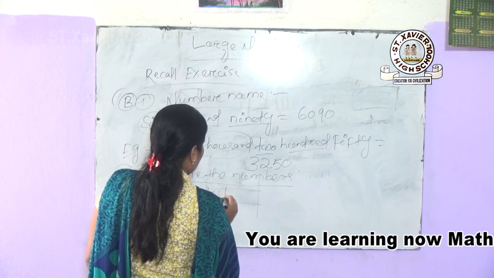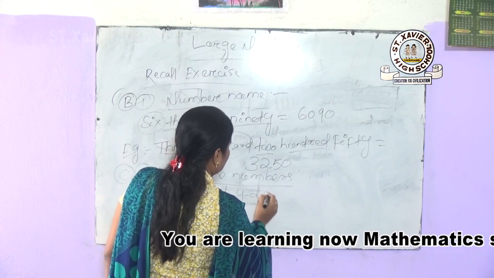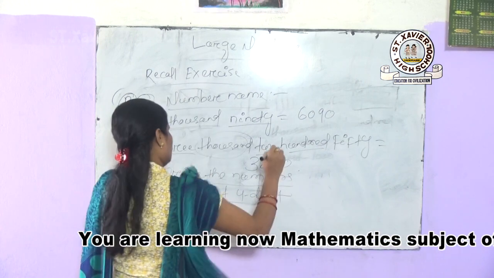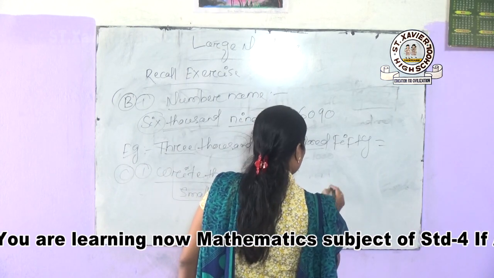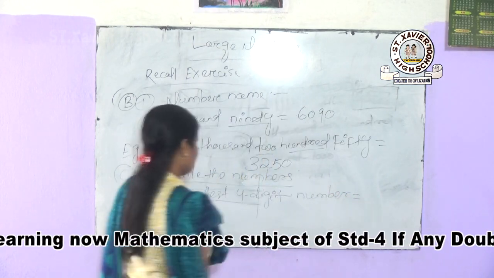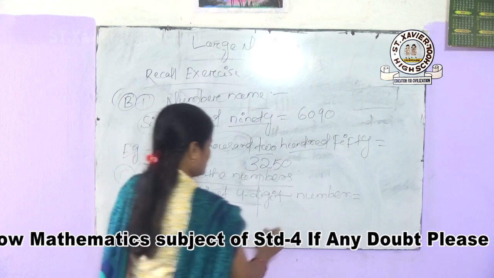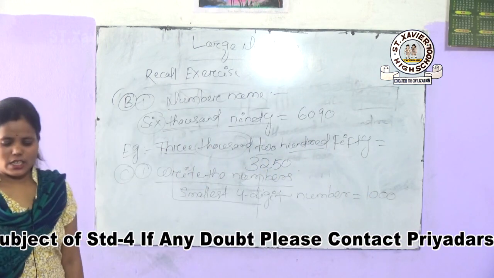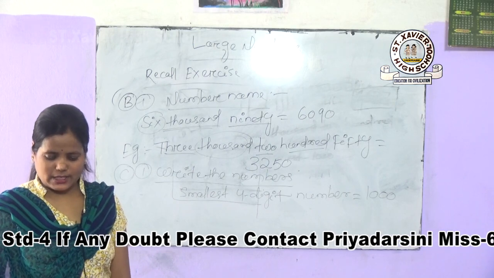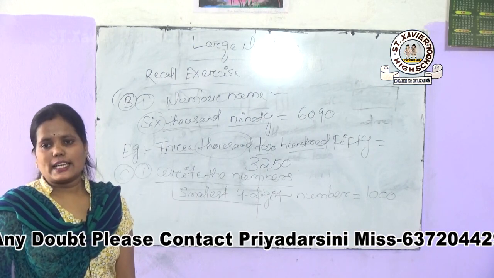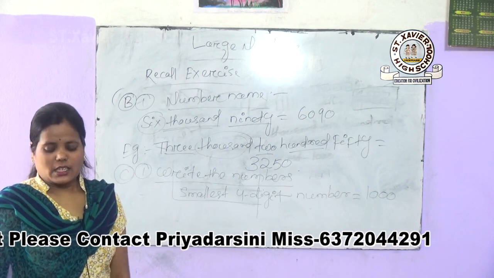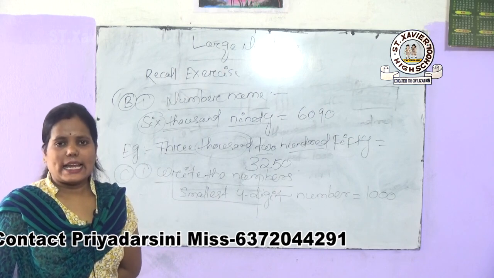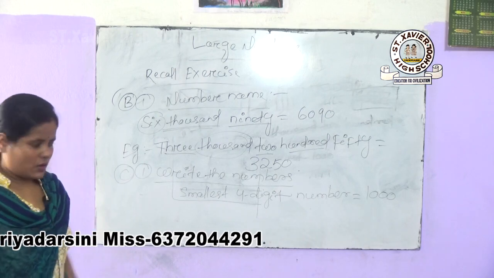So one question is the smallest 4-digit number. The smallest 4-digit number is 1000. 1000 is the smallest 4-digit number. So you know that the greatest 4-digit number is 9999.